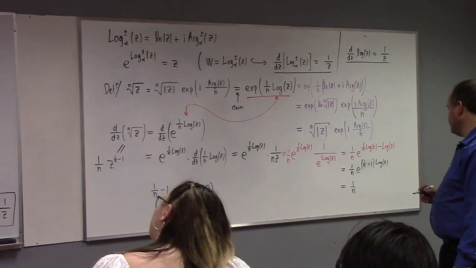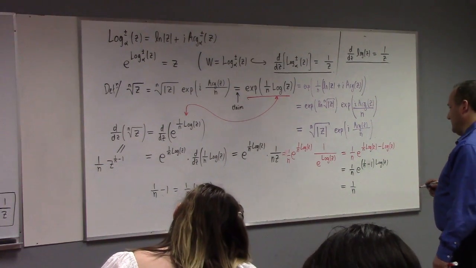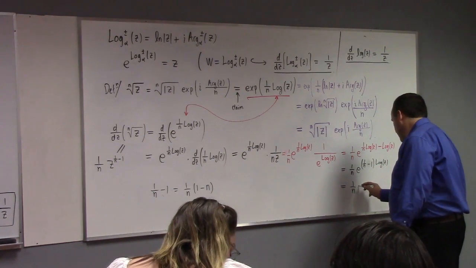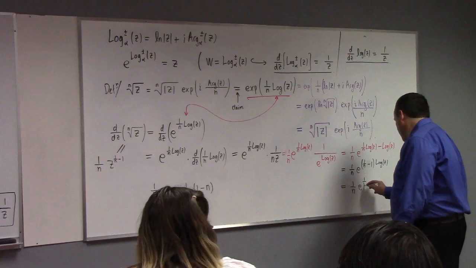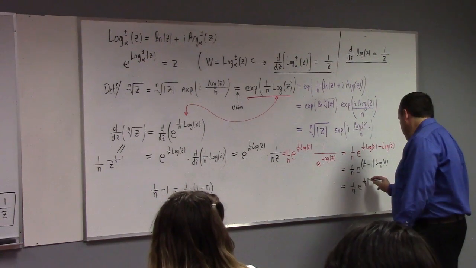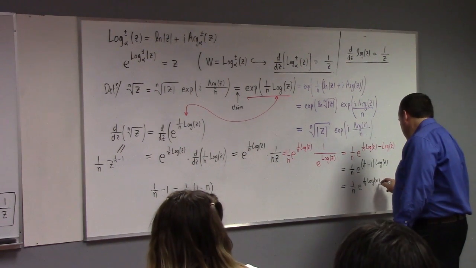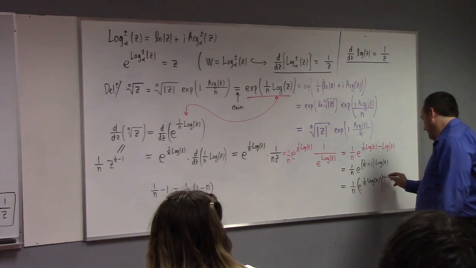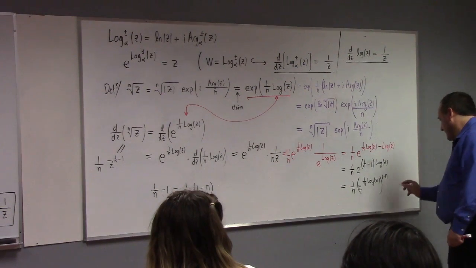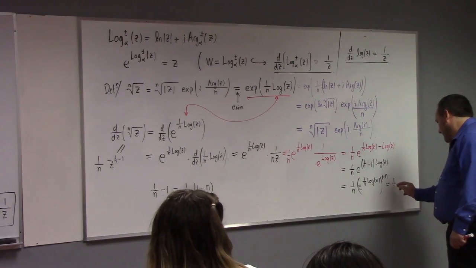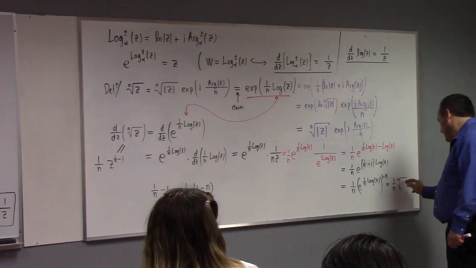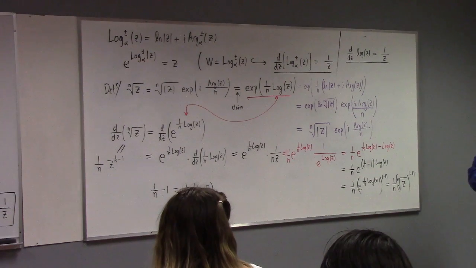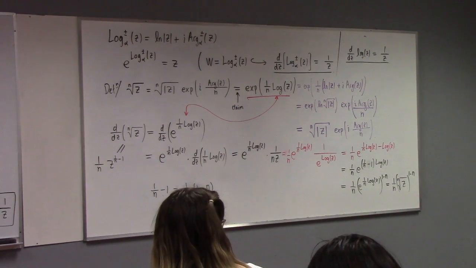Okay. So I guess I can write this as e to the 1 over n log z, de Moivre's theorem, to the 1 minus n power. I'm sorry, I'm working too hard for this. It's just algebra. So, 1 over n, nth root of z to the 1 minus n power, since I'm not allowing myself to write fractional powers.